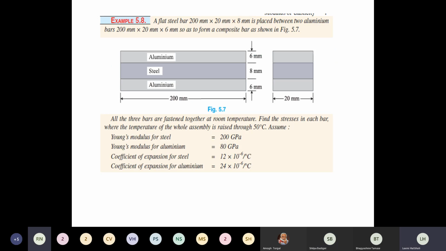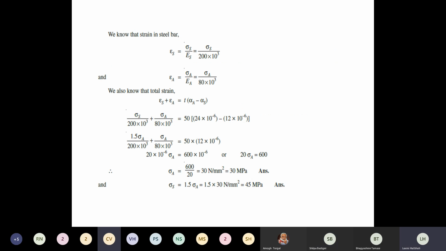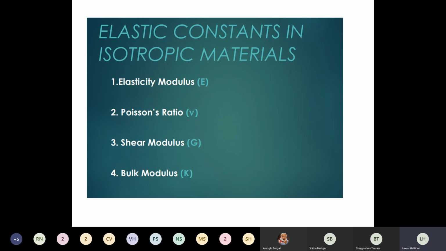Yes, ma'am. My last concept of today's class: you have 4 elastic constants. Usually the question is to briefly explain and define the 4 elastic constants and the relationship. The relationship of elastic constants we'll study in the next class. Today, there are 4 elastic constants, and of course we already know the definitions. The first one is elastic modulus, or modulus of elasticity.